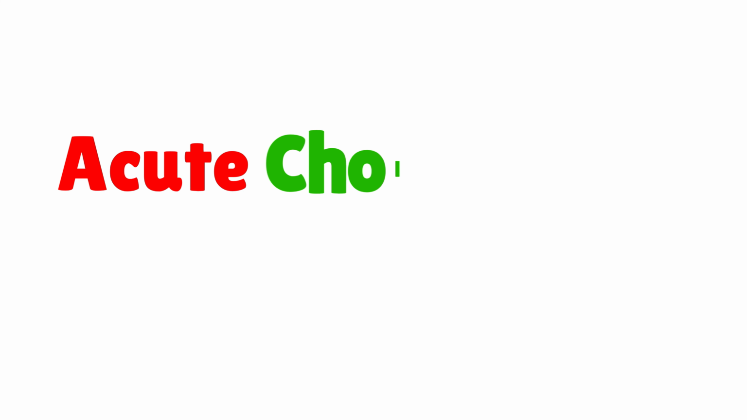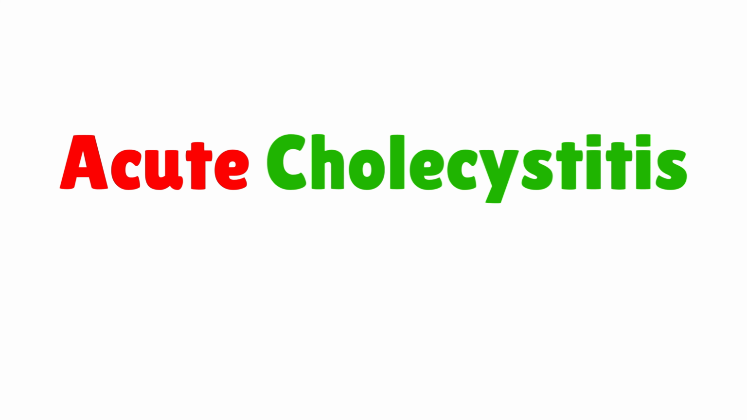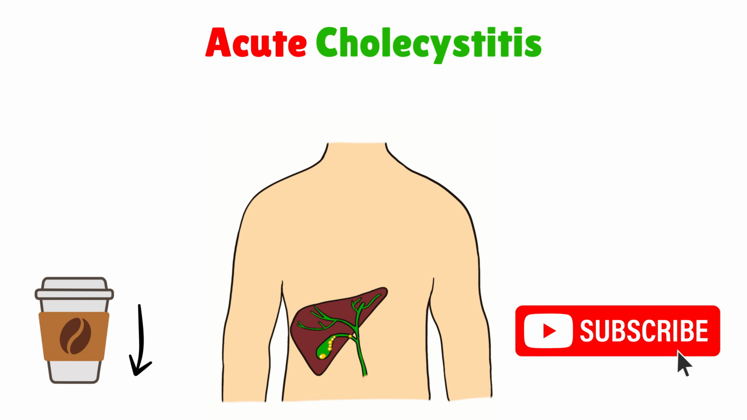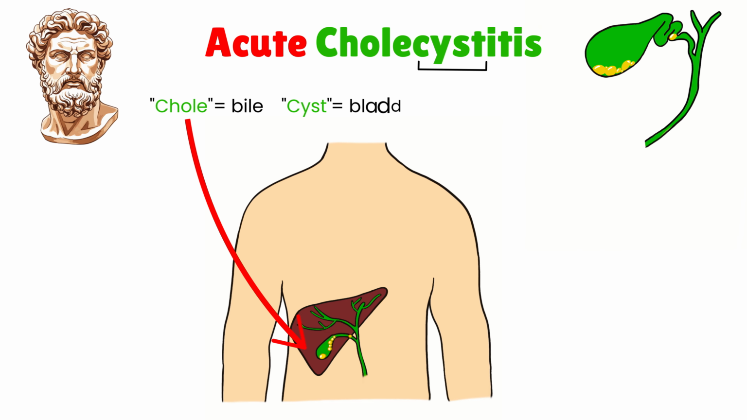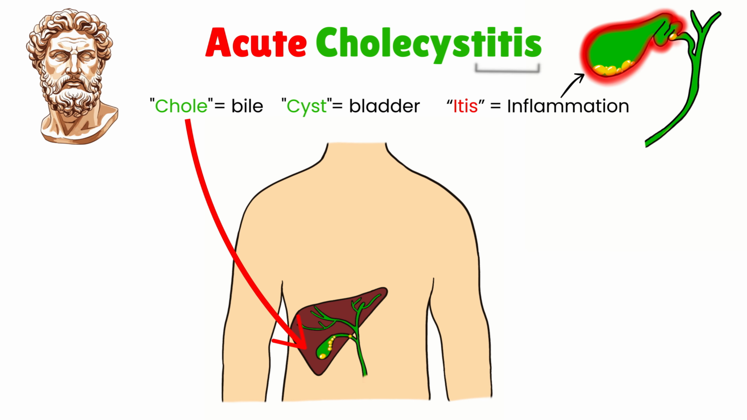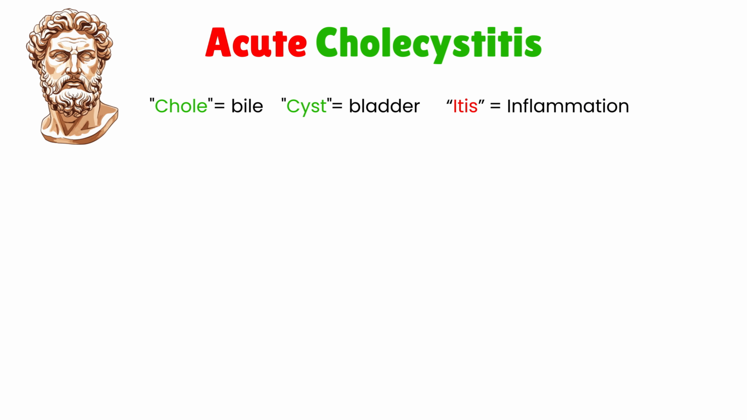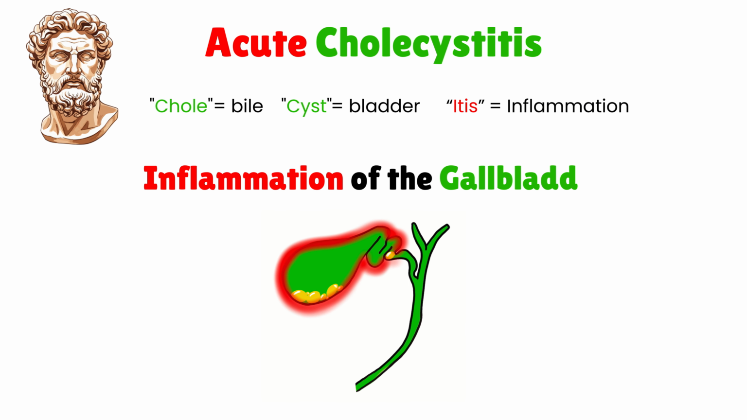All right, let's talk about acute cholecystitis. Now, if we break down the word itself, it actually tells us quite a lot because chole refers to bile, cyst comes from the Greek word for sac or bladder, and itis simply means inflammation. So when we put all of this together, cholecystitis literally means inflammation of the gallbladder.